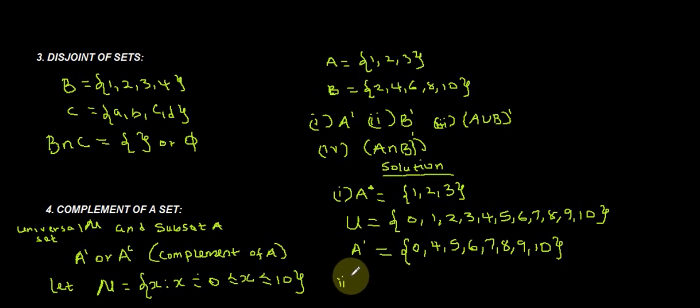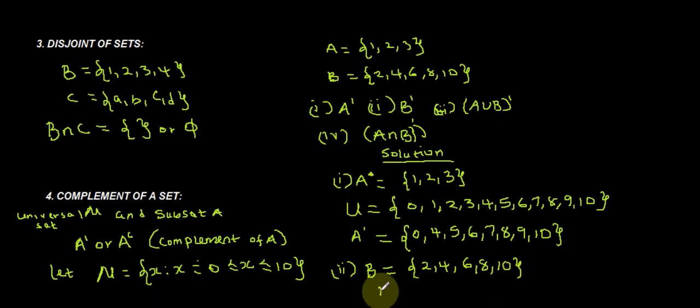The same thing goes for B. Our set B was giving us 2, 4, 6, 8 and 10. Now B complement will be giving us, using the universal set we have there, what is in the universal set that is not in B. We have 0, B does not have 0, B does not have 1, B has 2, it has no 3, it has 4, it has no 5.